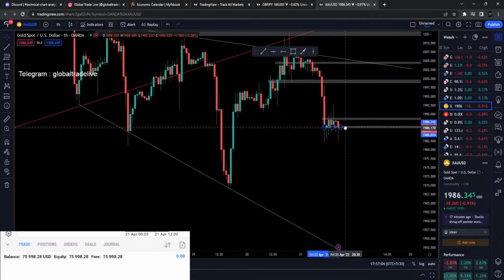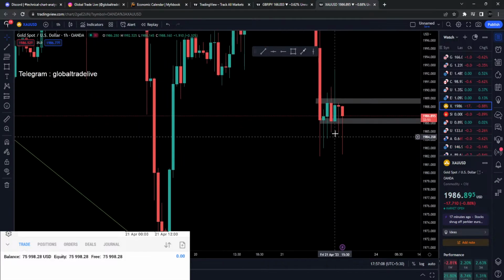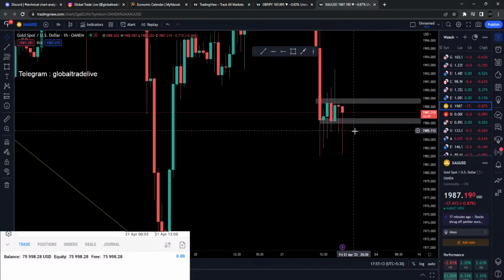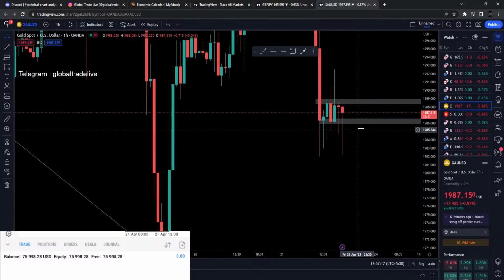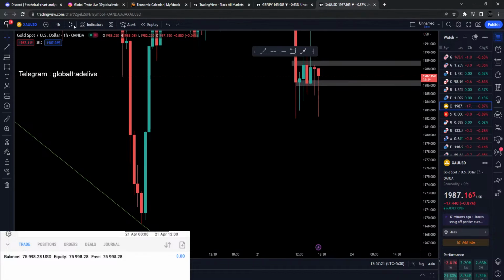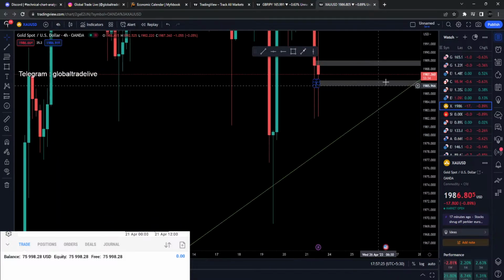So look over here, let me just zoom in. If we look at the 1 hour time frame, all these candles rejected the lower prices and all closed above. So we need a candle which closes differently from the previous candles, so that we can take a nice sell trade. Now let's talk about the 4 hour.